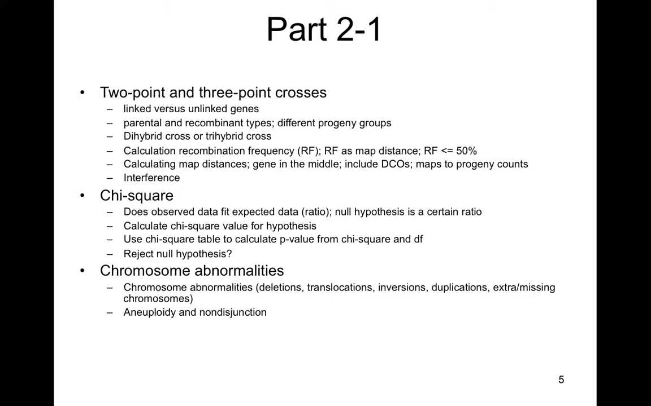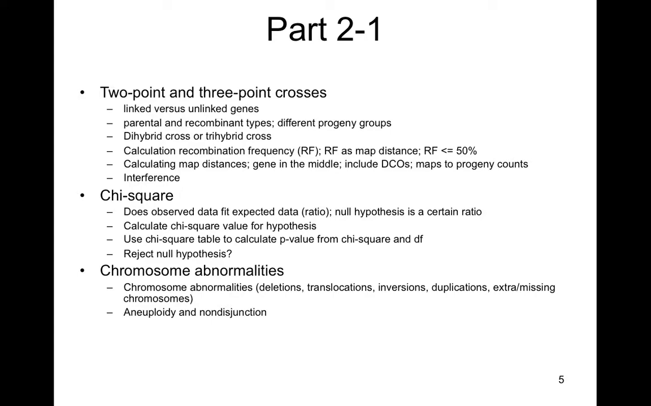Then we covered the concept of chi-square, and remember our example of flipping the coin. And the idea of chi-squared is whether the observed data fits the expected data, in particular an expected ratio. The null hypothesis is that we expect a certain ratio, and in the case of the coin it was a 1-to-1 ratio for a fair coin, and in the case of linkage or not, the null hypothesis is that the two genes are unlinked, and hence we expect to see a 1-to-1 ratio of parental to recombinant types. And then we calculate the chi-square value for the hypothesis.